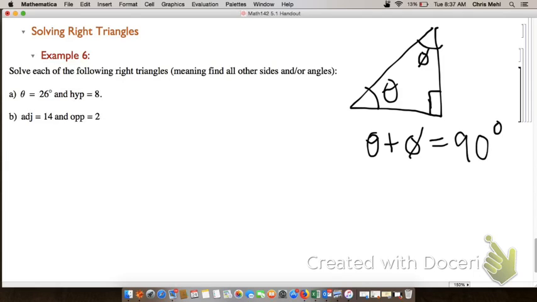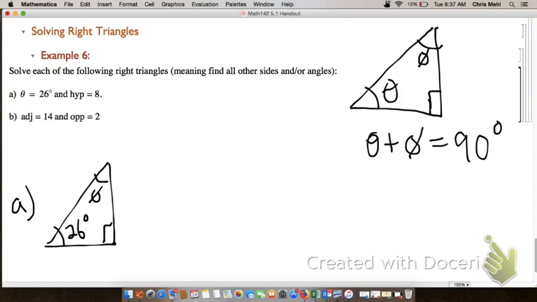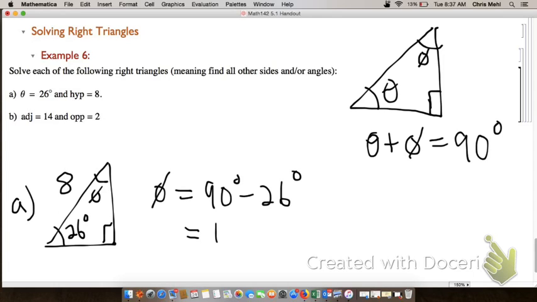Coming down here for part A, I'll draw a picture of the triangle given. Here's the angle theta, that's 26 degrees. I'll call this other angle phi, and we know the hypotenuse is 8. First of all, phi is going to be 90 degrees minus 26 degrees, and we end up getting 64 degrees. Now we know that other angle, and I'll label these as adjacent and opposite.